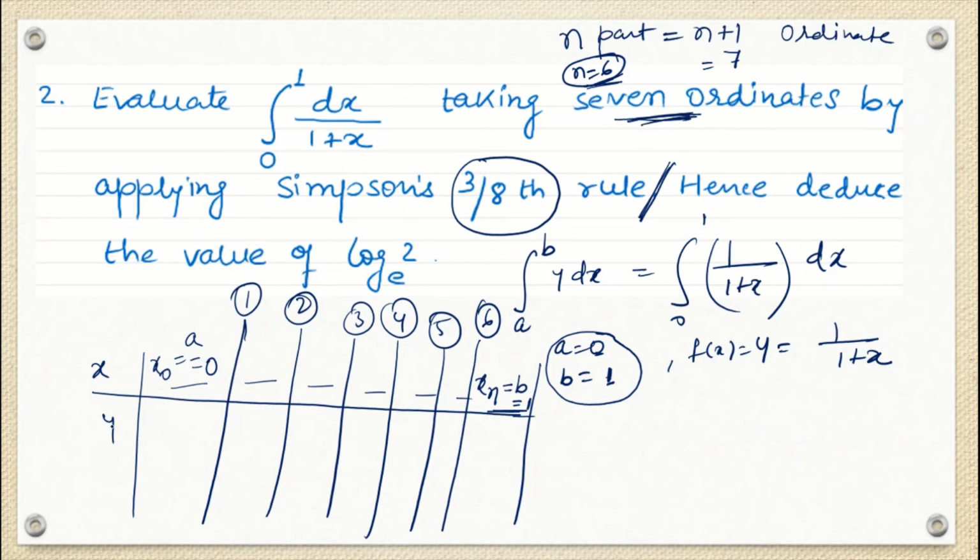So y0 is what? y0 is 1 by 1 plus x. This is my y, correct? No, 1 by 1 plus x. So 1 by 1 plus x. x is here 0. So this is 1 by 1. This is 1 only. Okay.